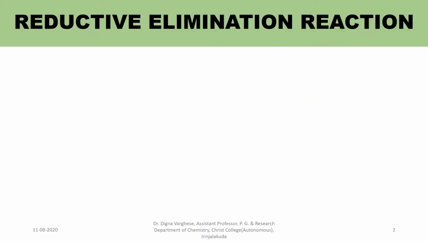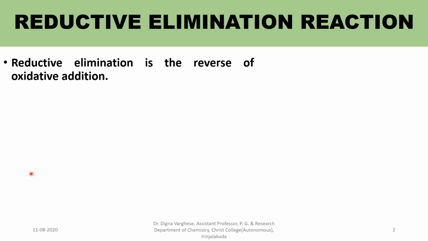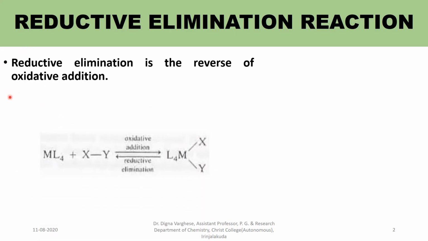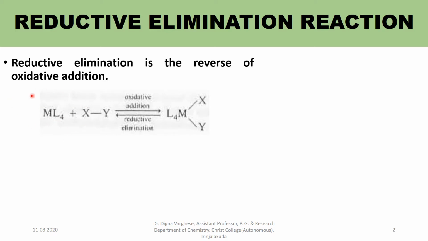Reductive elimination reaction. We know reductive elimination is the reverse of oxidative addition reaction. In this case, ML4 reacts with XY, giving oxidative addition reaction to give L4MXY. That is, the coordination number of the reactant increases by 2 units and the oxidation number also increases by 2 units. That is oxidative addition reaction.